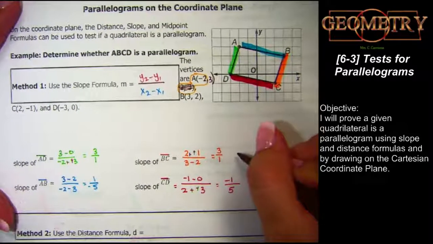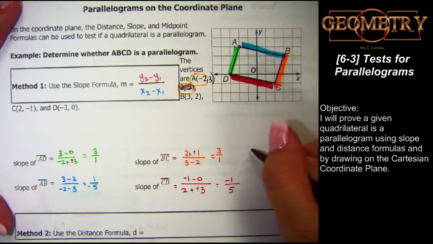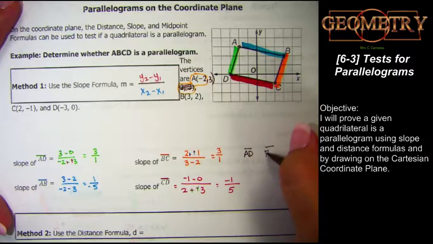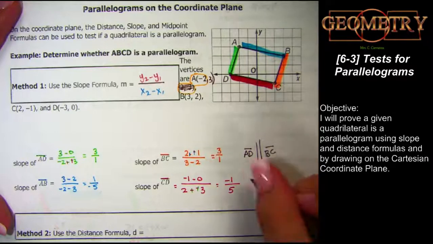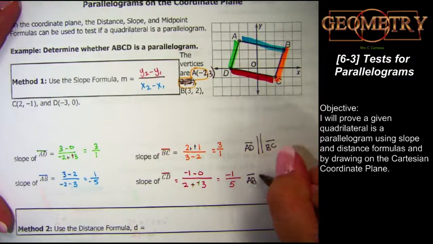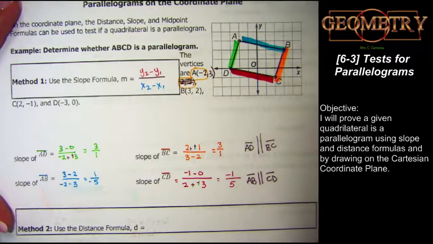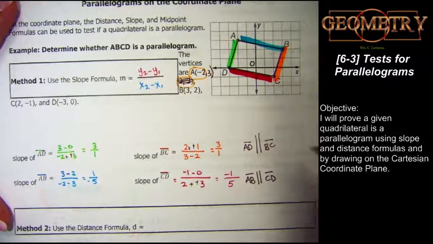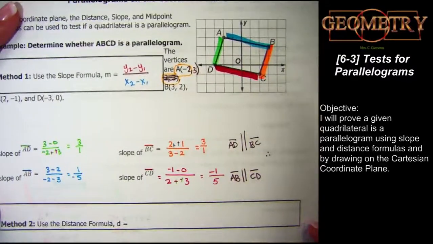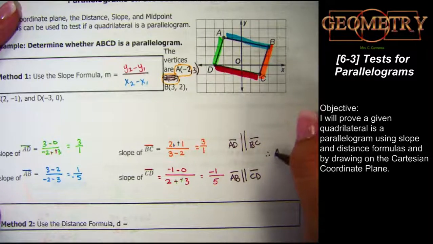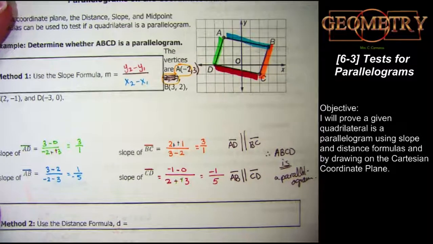Alright, so are these two lines parallel? Is AD parallel to BC? Yes, because the slopes are the same. Is AB parallel to CD? Yes, because the slopes are the same. Therefore, remember 3 dots organized as a triangle means therefore. Therefore, ABCD is a parallelogram. Confirmed by using slopes.